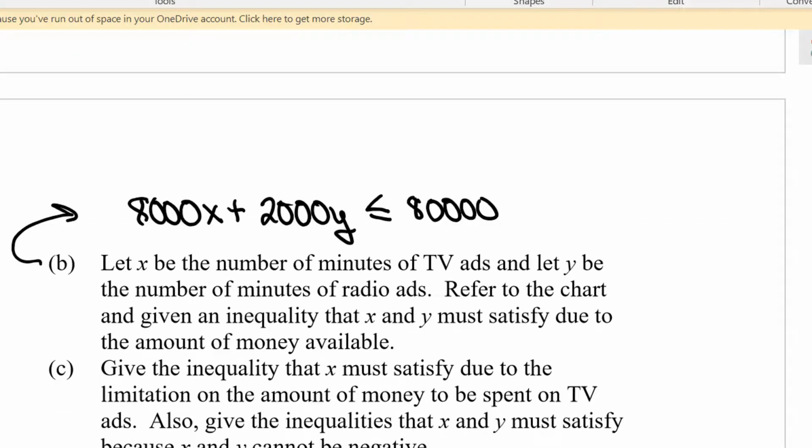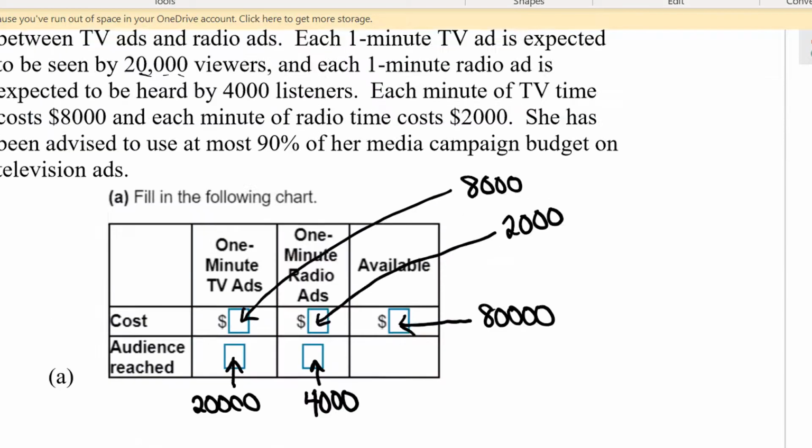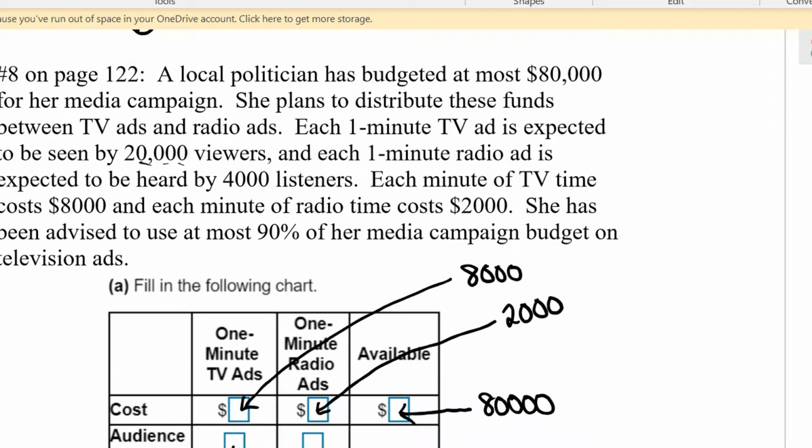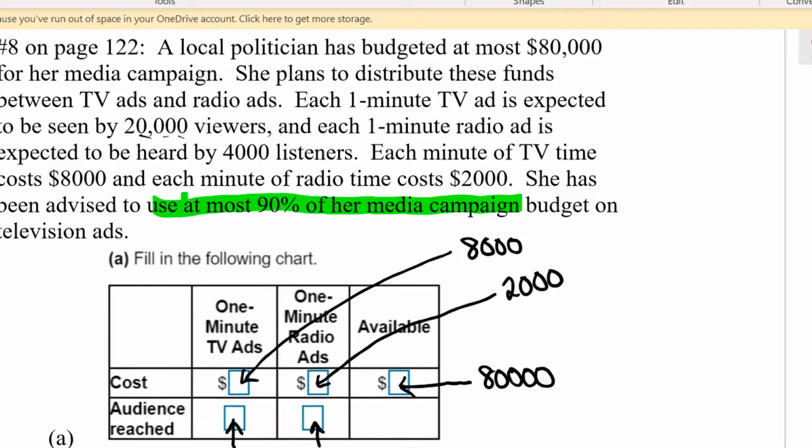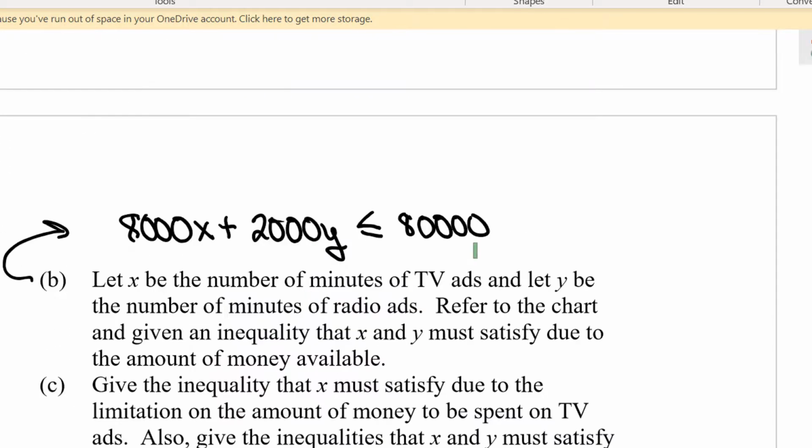Part C says, give the inequality that x must satisfy due to the limitation on the amount of money to be spent on TV ads. That's not from the table. That's just from this sentence right here. Use at most 90% of her media campaign budget on television ads. First of all, what is 90% of that budget? So we just want to do 80,000 times 0.90. And you can do that on your calculator, and you should get 72,000.